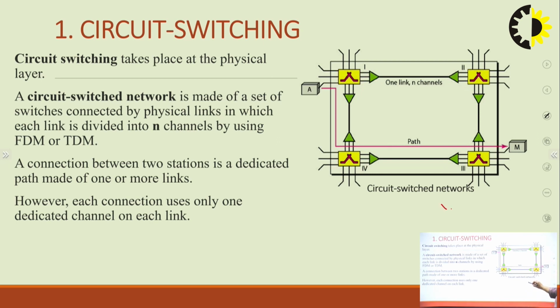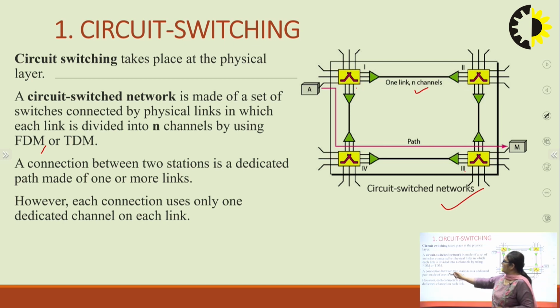So basically, this is a circuit switch network in which we have four switches: switch 1, switch 2, switch 3 and switch 4. All these switches are interlinked with one another through links, and the link between two switches is divided into n number of channels by using a multiplexing technique. If we have used the frequency division multiplexing technique, then the link is divided into n number of channels on the basis of frequency bands. Suppose we have one channel for some frequency band, and we can also have another channel with another frequency band.